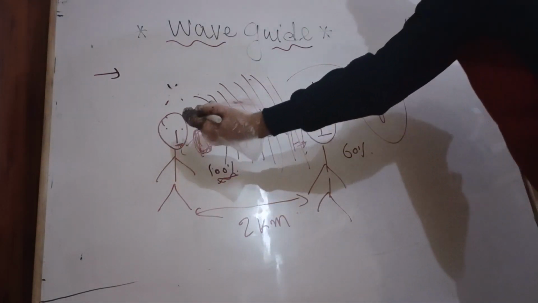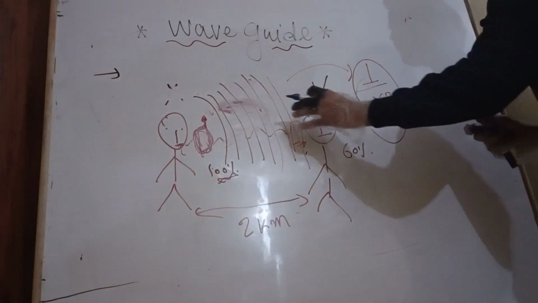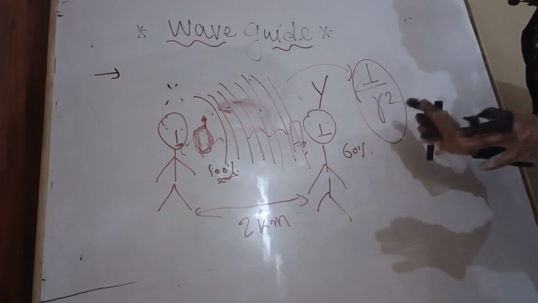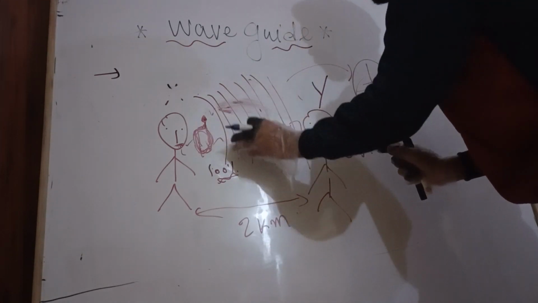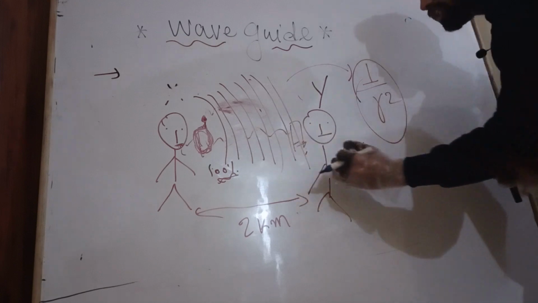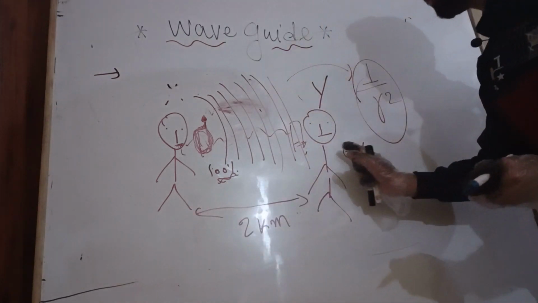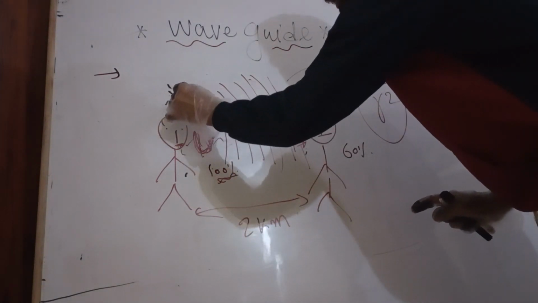Because as the distance increases, this electromagnetic wave will get attenuated. Hence, the energy is attenuated as the distance is very large between these two persons, x and y.